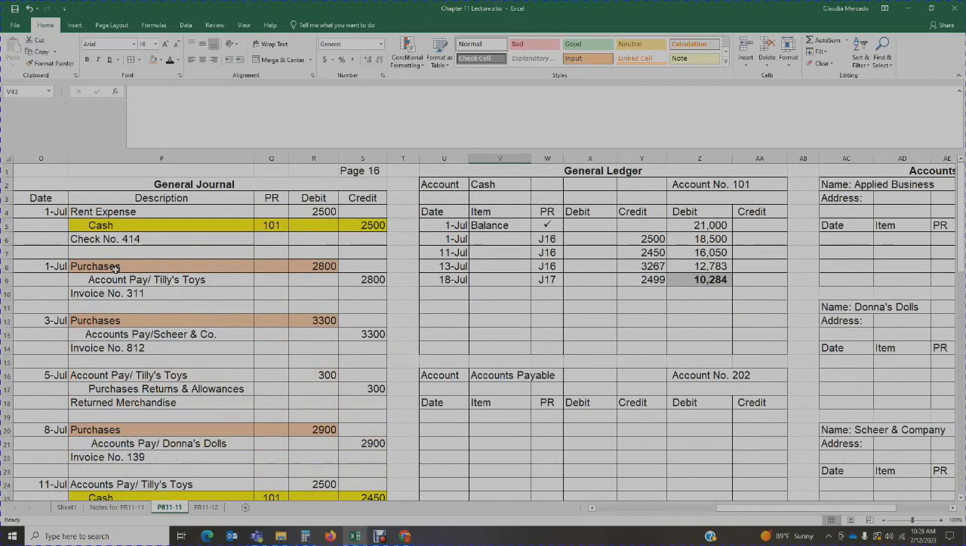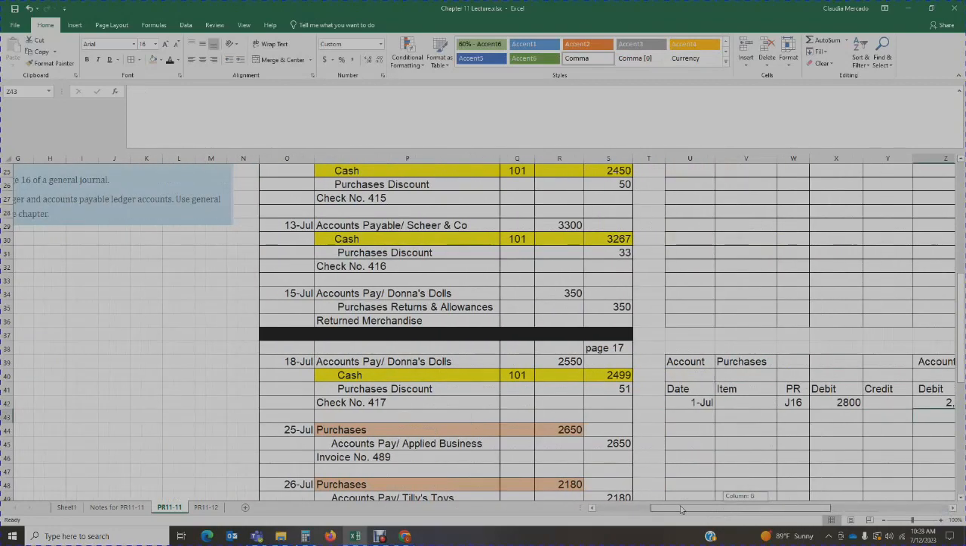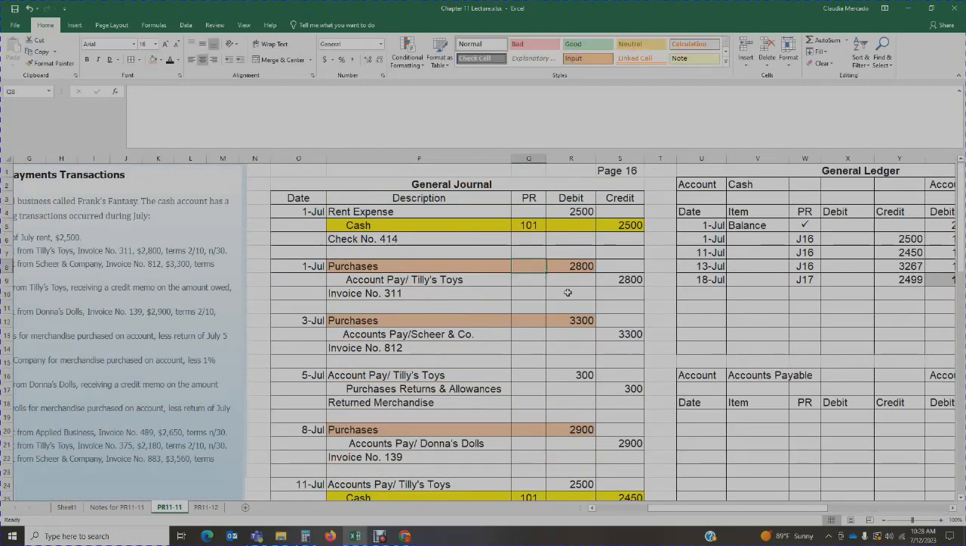We're going to start off with July the 1st, $2,800 debit. For the item, you leave it blank unless it's a beginning balance. This account does not have a beginning balance, so we're going to start off with our first transaction dated July the 1st. We have a debit of $2,800, so that's going to be my balance. My account number is 501 for purchases, so I'm going to go back and enter 501 here. The next one happened on July the 3rd, for $3,300.